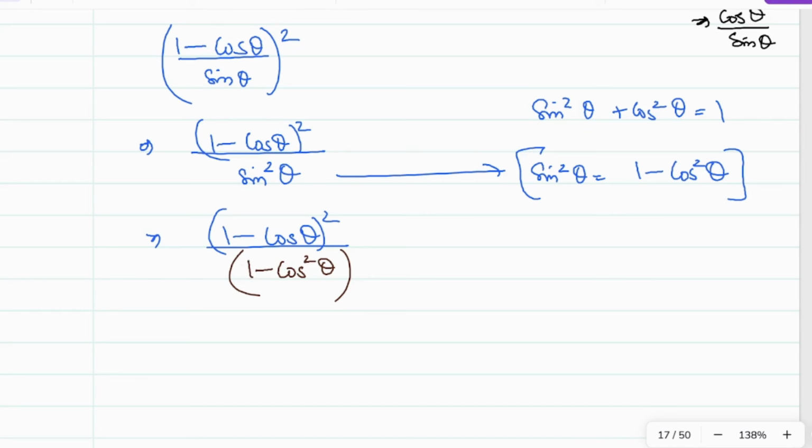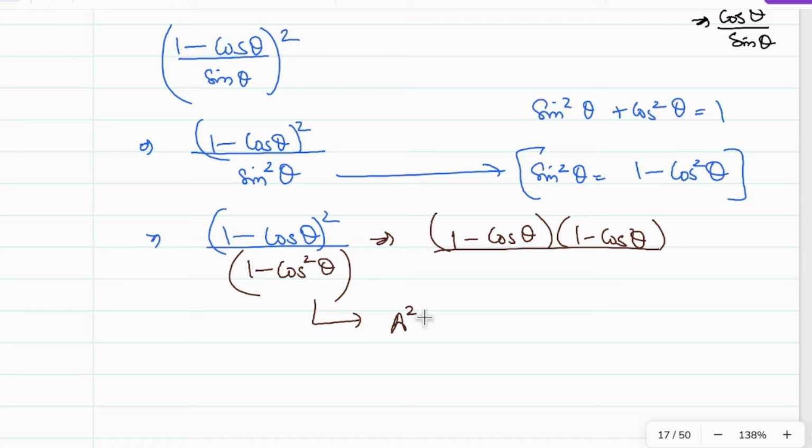Now look, this (1 minus cos²θ) whole square means I can rewrite that as (1 minus cos²θ) into (1 minus cos²θ). And look at the denominator. This is of which form? a square minus b square. The 1 can be written as 1 square, and that is our a. And b is cosθ, because this is of the form 1 square minus cos²θ, right? So it follows which identity? a square minus b square.